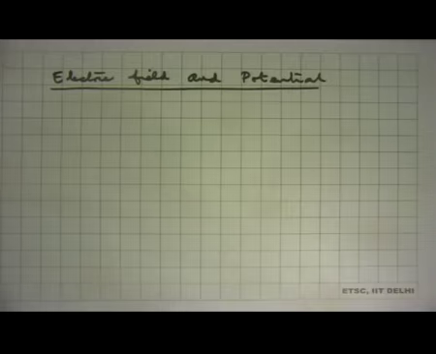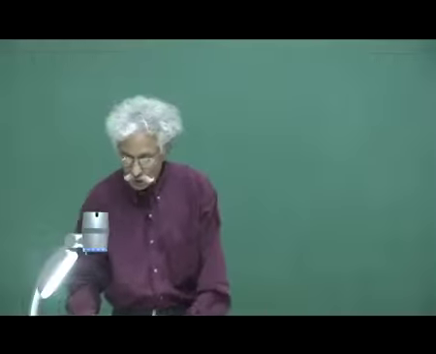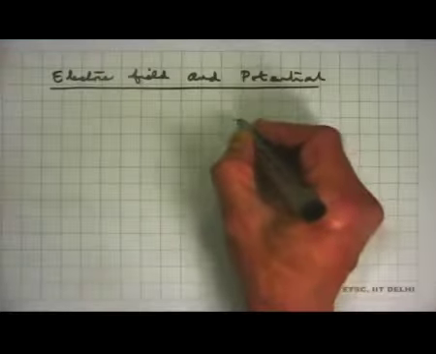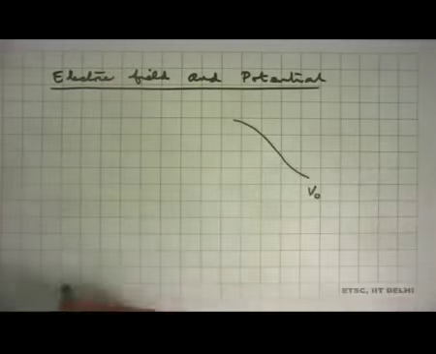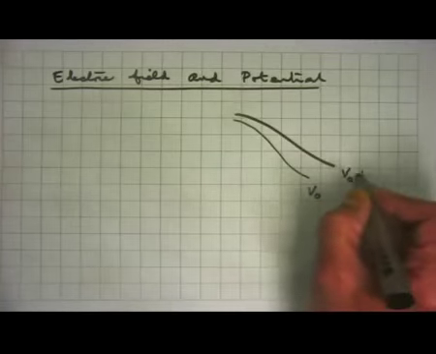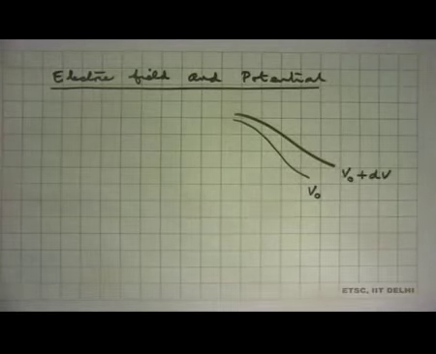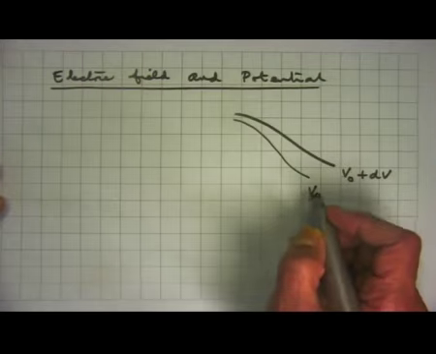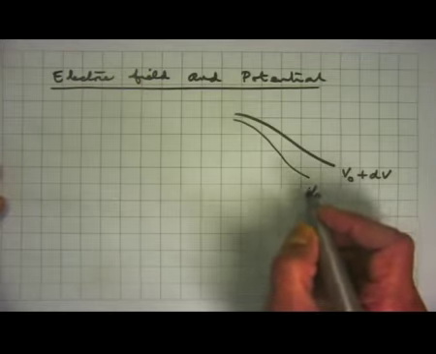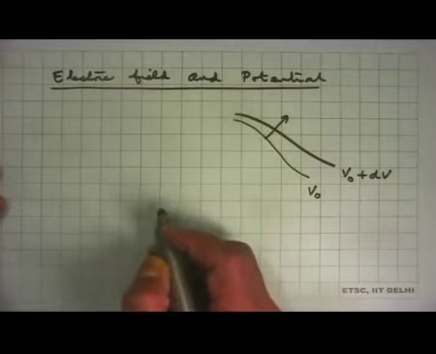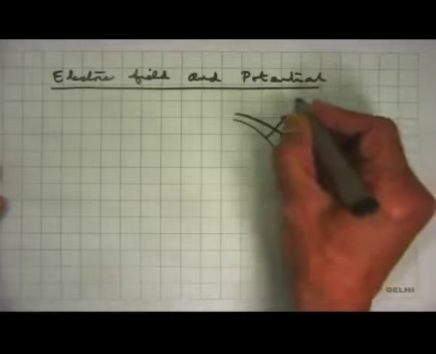So, again let me recall, I want to relate a potential V to the electric field of the distribution. So, for this what we do is we consider two equipotential surfaces, one with a potential V naught and another with a potential V naught plus dV. Two equipotential surfaces which are close to each other in potentials. Now, as I just mentioned, the electric field line will be perpendicular to the equipotential surface. So, this may be the direction of electric field here.